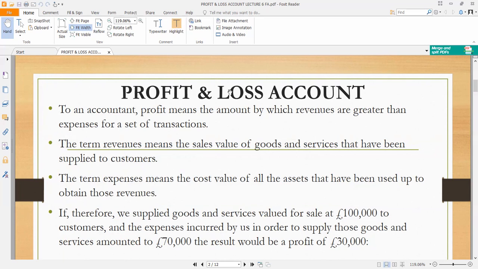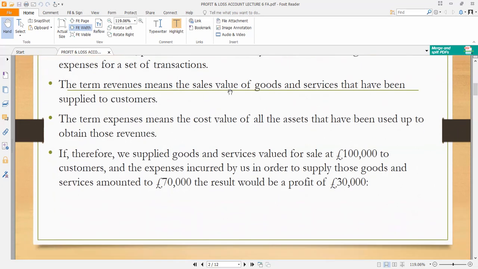That is the value for the sale to customers, and the expenses incurred, we spent 70,000 pounds. The result will be a profit, meaning we subtract. So the simple formula used is the sale value minus expense equals profit or loss. If it is a loss, it is a negative. If it is a profit, it's a plus. As simple as that.